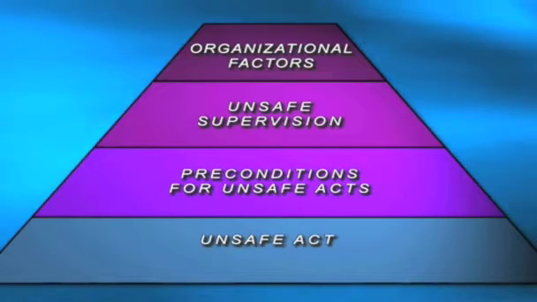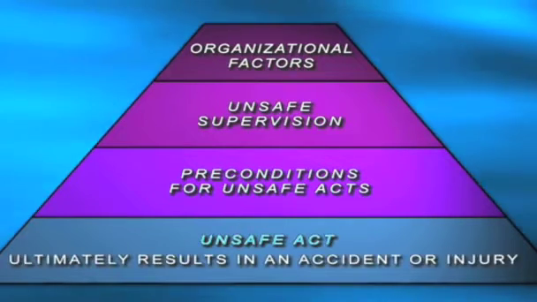The top tier represents organizational factors and then flows down to the next tier of unsafe supervision. The next tier symbolizes preconditions for unsafe acts. Subsequently, the last or bottom tier is an unsafe act which ultimately results in an accident or injury.